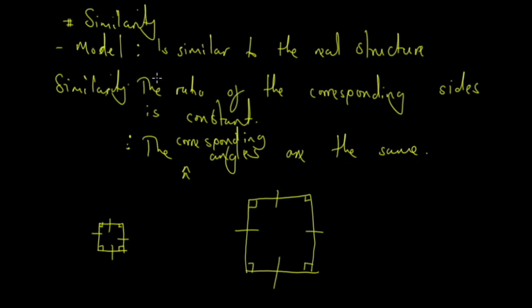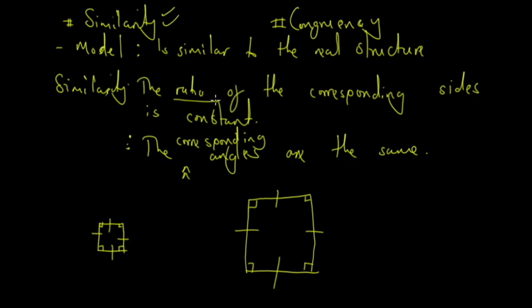Okay, so this is what we're talking about. We're talking about corresponding sides, and we're also talking about corresponding angles. When these two conditions are satisfied, then we are talking of similarity, as opposed to congruency. Whenever you hear the word congruent, it simply means that the shapes are identical. It means the corresponding sides are exactly the same.